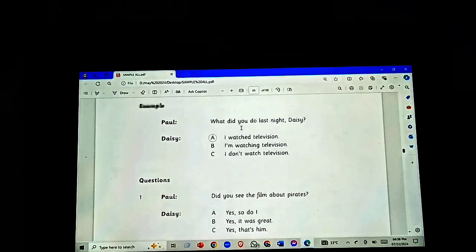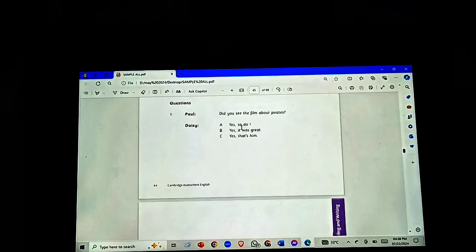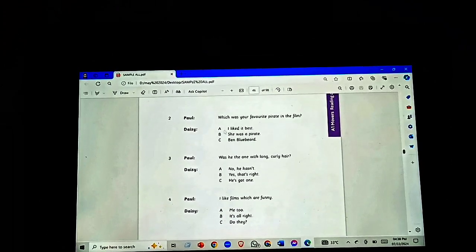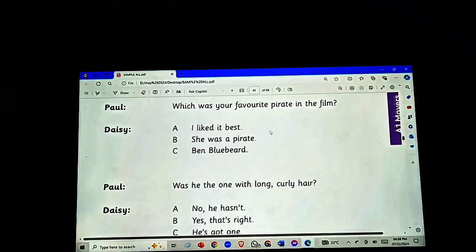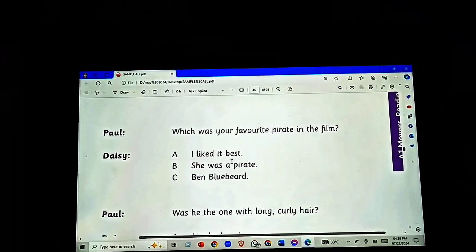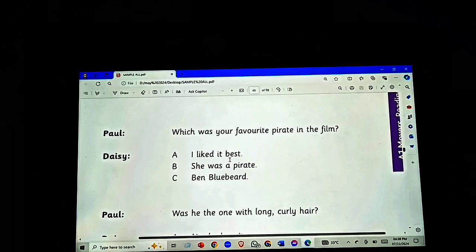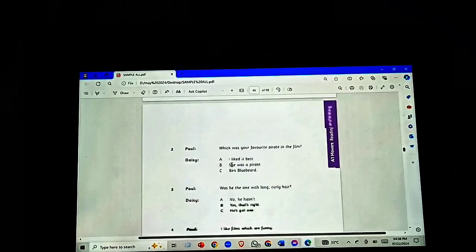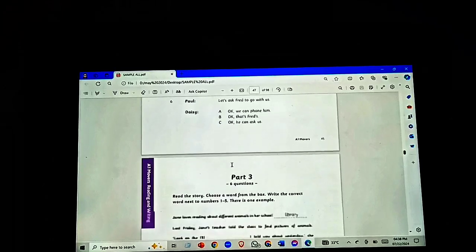So you have to be very careful while you are giving your answers. There will be 6 questions. Every question will have 3 types of options or 3 types of response, and you have to select the best response. But remember, whenever you are giving a response, you have to select the best response according to the grammatical aspects. So you will have 6 questions in this part.